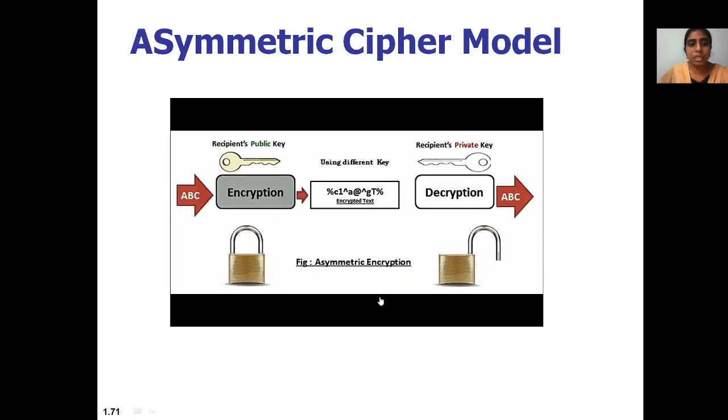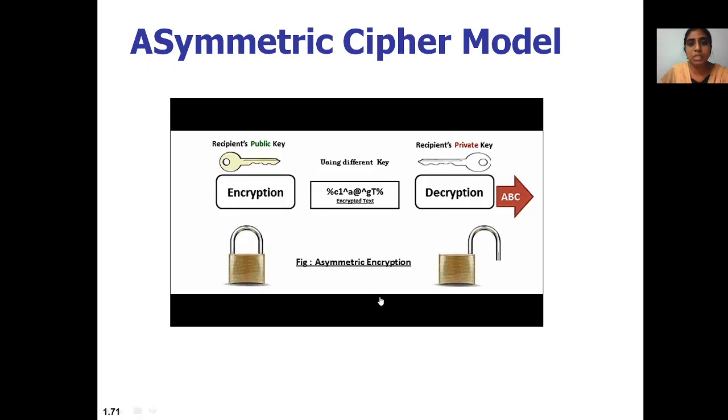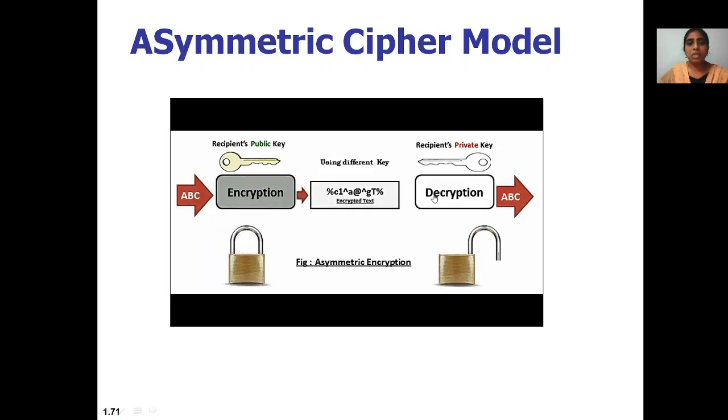In the asymmetric model, the sender sends using the public key and the receiver receives using the private key. So whenever the sender sends the message ABC, it is changed to the ciphertext, and the receiver receives it using decryption with the private key.